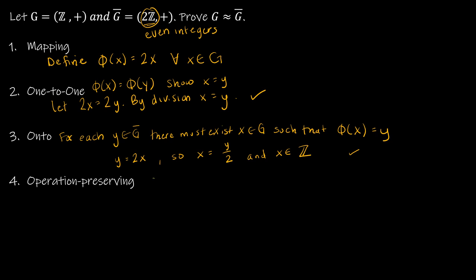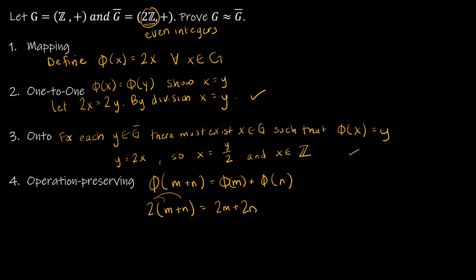Operation preserving, we need to say that phi, and again we're dealing with addition, of m plus n is equal to phi of m plus phi of n, or x and y, it doesn't matter what you use. So if I say phi of m plus n is going to be 2 times the quantity of m plus n. Now, breaking that down, obviously I can use the distributive property to say this is the same as 2m plus 2n. And 2m is the same as phi of m, and 2n is the same as phi of n. So this is operation preserving. Therefore, G is isomorphic to G bar.